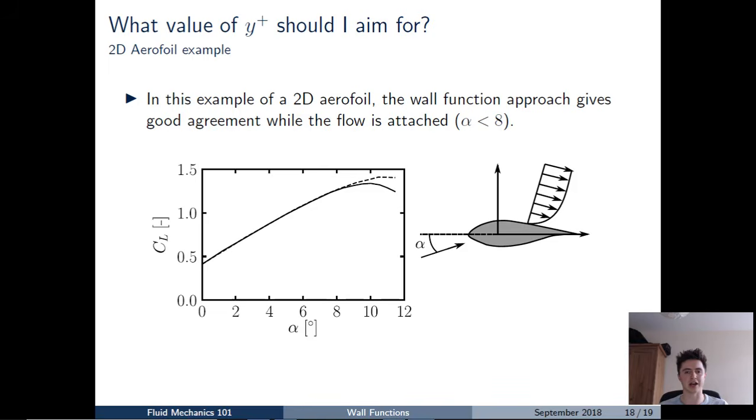And what we see for this 2D aerofoil is that for angles of attack less than 8 degrees, the solid line, which is the wall resolved approach, and the dashed line, which is the wall function approach, get very good agreement. So for this aerofoil, as long as the flow is attached and at low angles of attack, the wall function would be very reasonable for our wind turbine blade or our wing. But as soon as the flow starts to separate, at an angle of attack of 10 or 12, then we have to go with the wall resolved approach and try and drive that y plus down to 1.